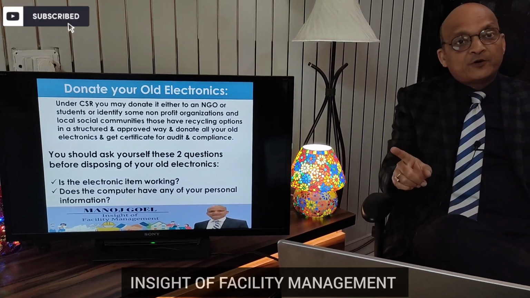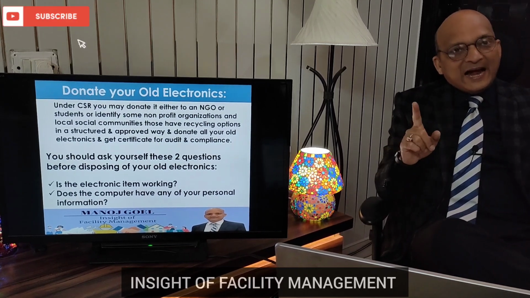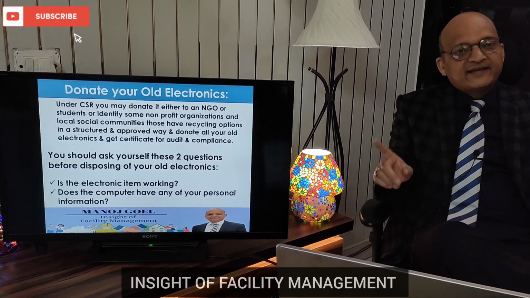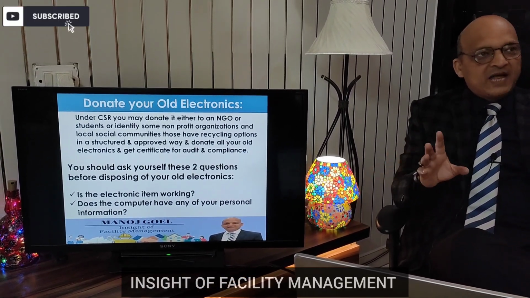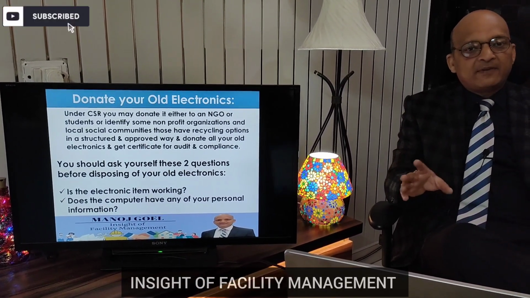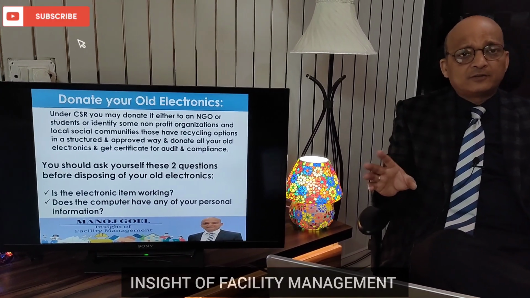So this is also a very important piece. You need to ensure, before disposing it off, before handing it over to any e-waste recycler, that whether any device, laptop or a PC or a tablet or anything mobile, contains your personal information or not.